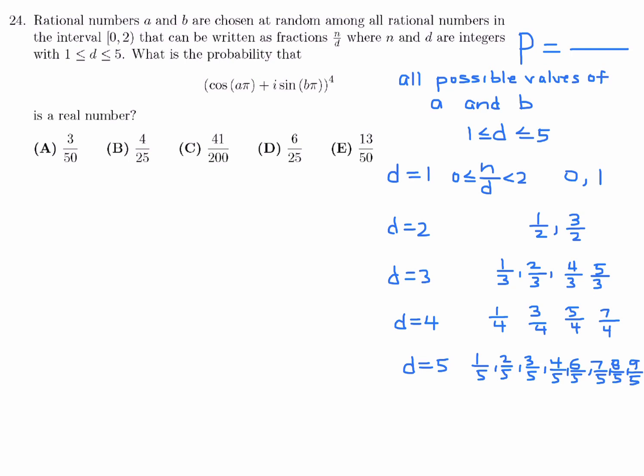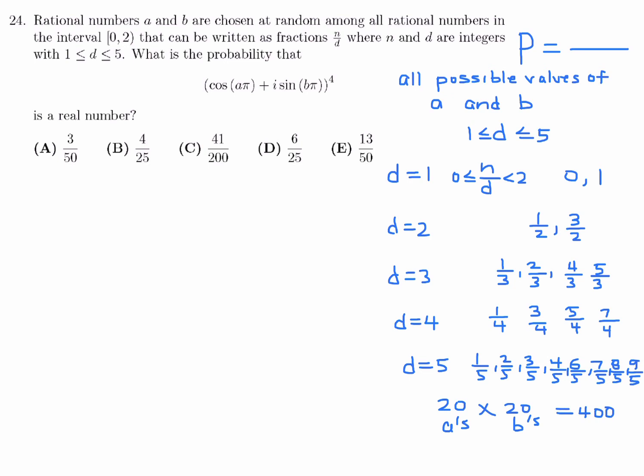Okay, so how many did we get? 1, 2, 3, 4, 5, 6, 7, 8, 9, 10, 11, 12, 13, 14, 15, 16, 17, 18, 19, 20. So we got 20 for A and 20 for B. So 20 possible A's and 20 possible B's. So there'll be 20 times 20, which is 400 possible combinations for A and B.